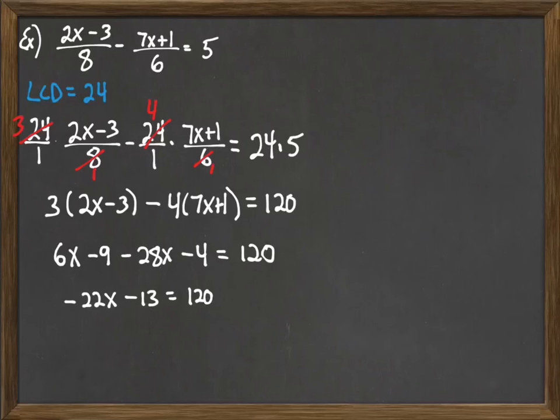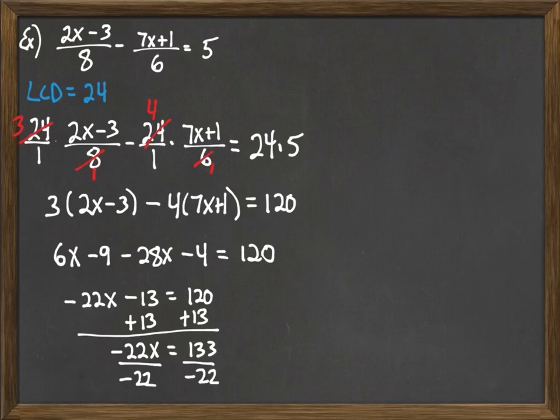And so therefore, we want to get the variable by itself now. So we have that 13. Let's add it to both sides. That gives us negative 22x equals 133. And then to finish it off, let's divide by negative 22. Because we're dividing by a negative, it will be a negative answer, so we usually treat the negative as going in the top. And then we would try to simplify 133 over 22, but nothing does. So our answer is just negative 133 over 22.